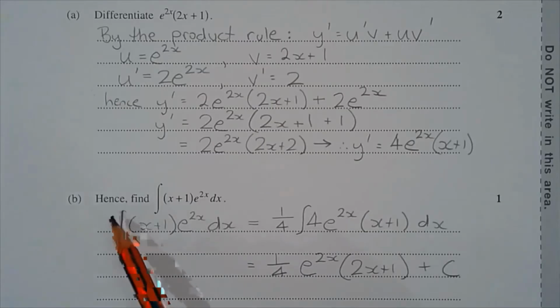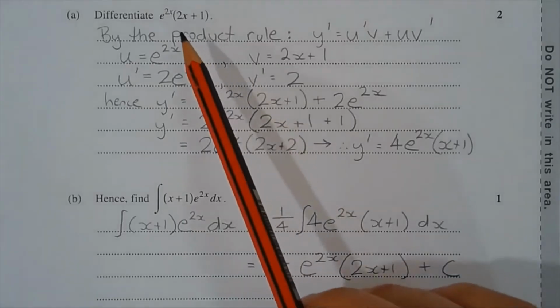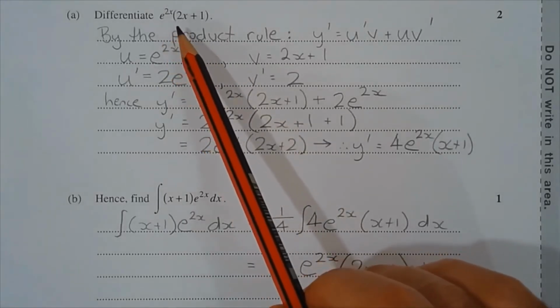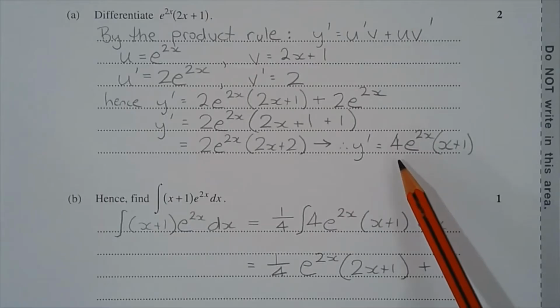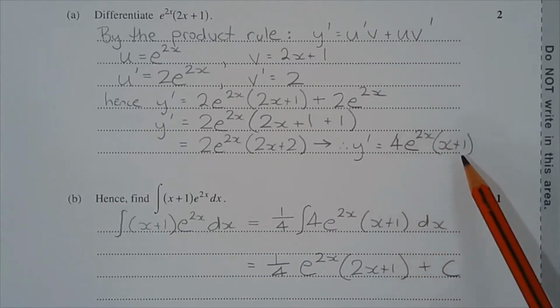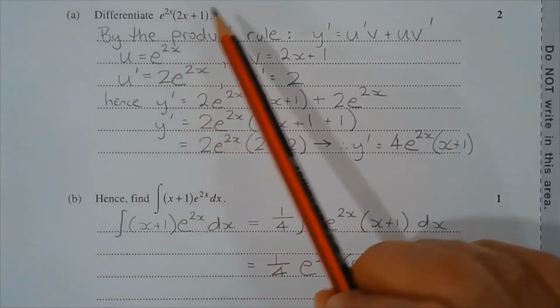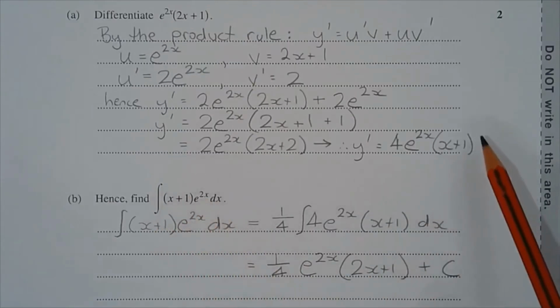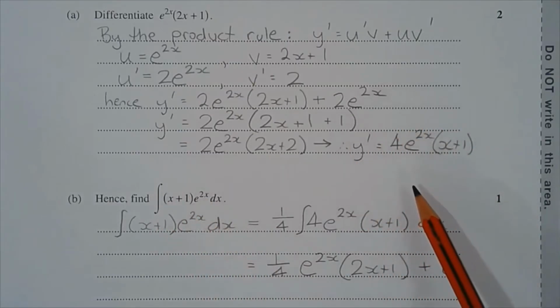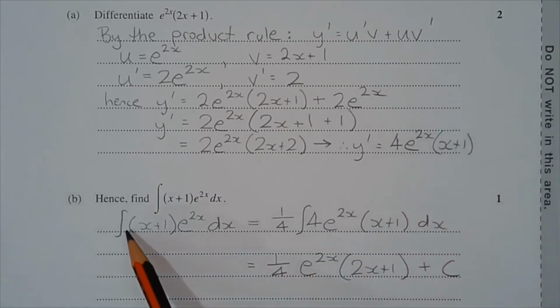The word hence means we need to use the result of part A to answer part B. If we go back to part A, the derivative of e to the power of 2x multiplied by (2x plus 1) with respect to x is 4e to the power of 2x multiplied by (x plus 1). Reversing that, the integral of 4e to the power of 2x multiplied by (x plus 1) is e to the power of 2x multiplied by (2x plus 1). The integrand in part B is (x plus 1) multiplied by e to the power of 2x, which looks like the answer to part A. In fact, it's a quarter of the size. If it was multiplied by 4, then the integral is straightforward.